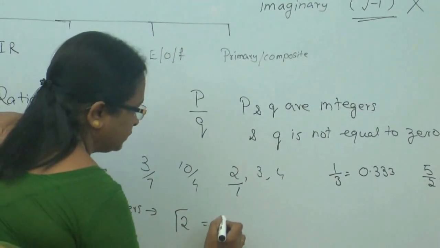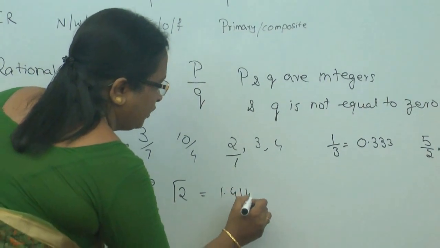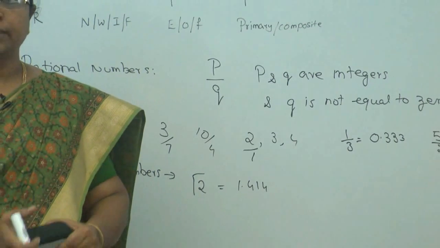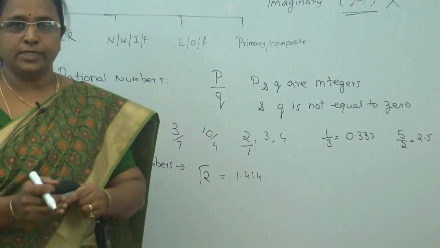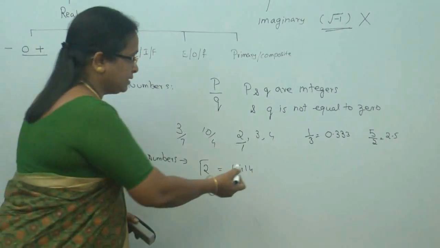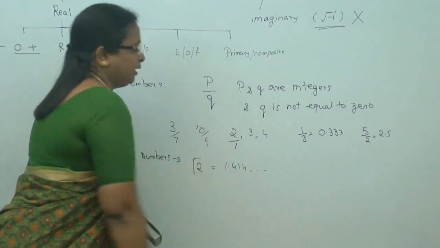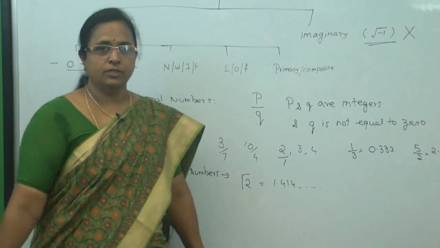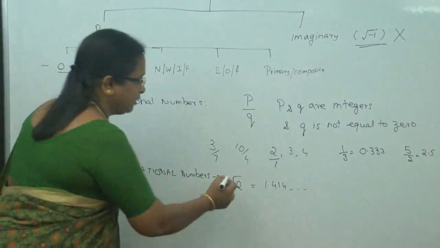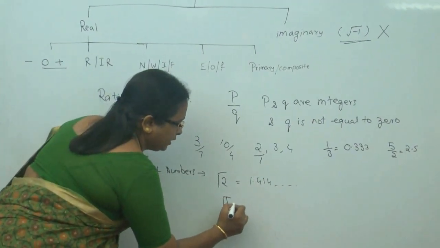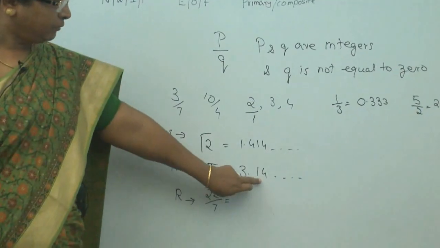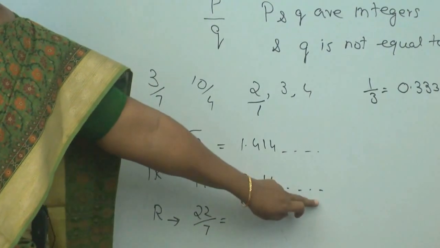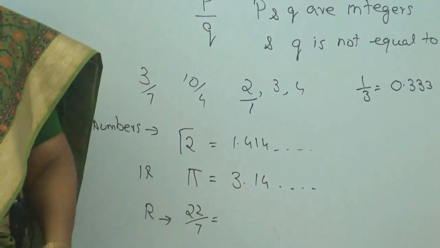How about root 2? What is the value of root 2? We say it is 1.414. What is the exact value of root 2? That is not yet defined. Nobody knows the exact value of root 2, because it doesn't repeat, neither does it terminate. It has some random values. So we cannot say the exact value of root 2, or of pi. The pi value is 3.14. It doesn't repeat, neither does it terminate after this. You have different values here. Therefore, this is not a rational number.